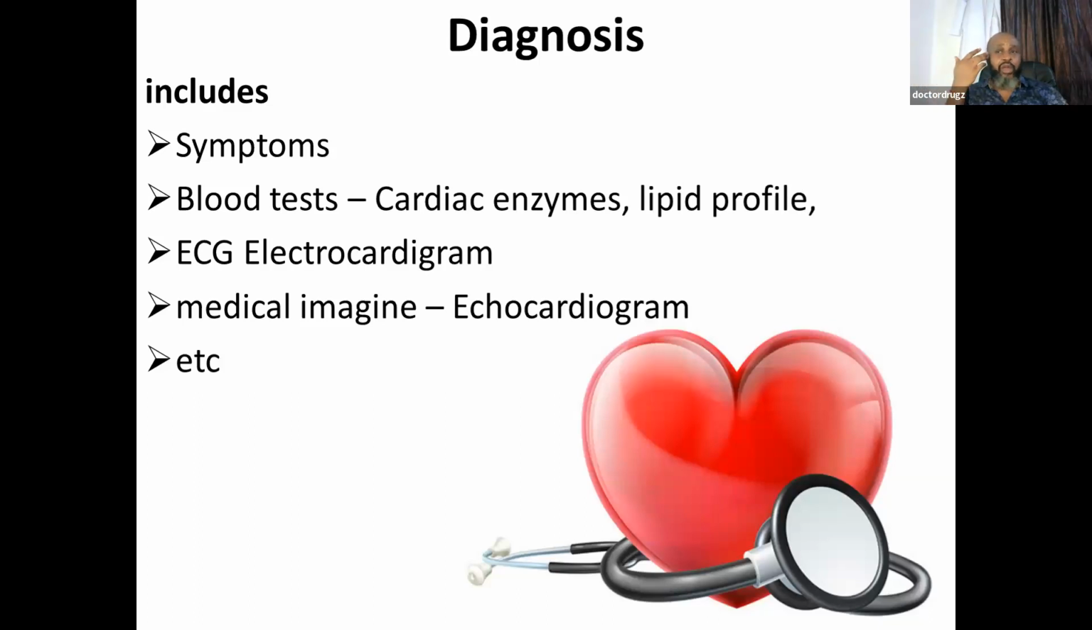Now, diagnosis includes their symptoms. When the patient can tell you the symptoms, you should be able to understand that that person is already having an impending heart attack because of the angina pectoris, which is a red flag. Blood tests: cardiac enzymes like troponin 1, troponin 2, creatine phosphokinase, and a lot of other things I don't want to bore us with. Lipid profiles, where we can check the total cholesterol, the bad cholesterol or LDL, the good cholesterol or HDL, triglycerides, etc.